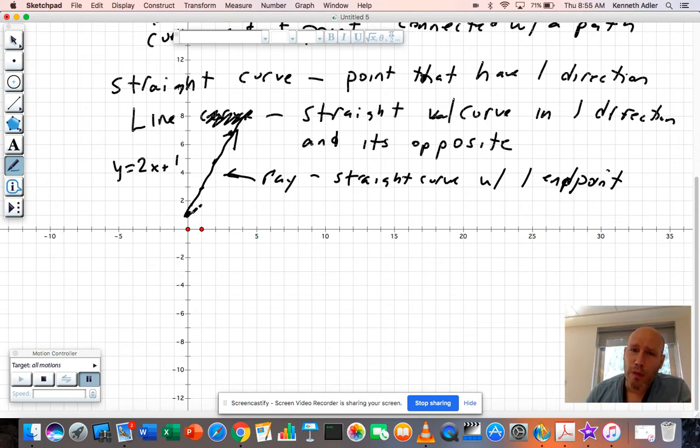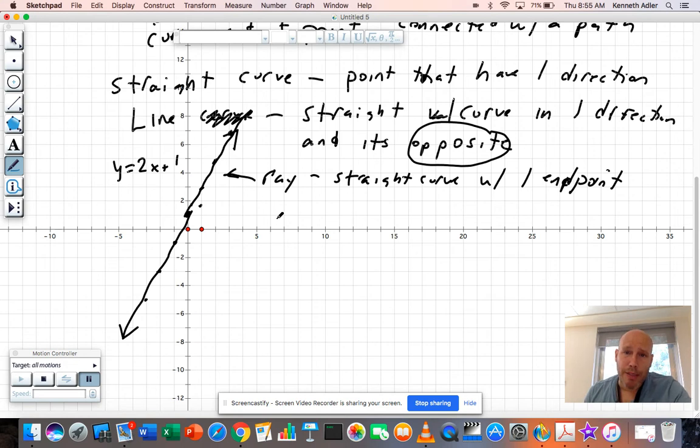What do we know about the points at the other way? Well, it's the opposite. If we went up 2 to the right 1, we went down 2 to the left 1, down 2 to the left 1, down 2 to the left 1. And we extended it in the opposite direction. That's the idea. So a line is a straight curve in one direction and its opposite. You could argue that a line is a ray and its opposite ray. This is a line. And so we have a line, we've defined a ray.